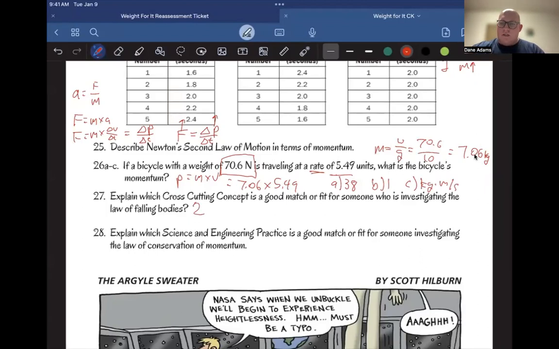As long as you put a cross-cutting concept, so cause and effect, patterns, systems, energy and matter, whatever you thought. Same with number 28. Number 28 reads, which science and engineering practice is a good match or fit for someone investigating the law of conservation of momentum? And again, an explanation. So all you had to do was pick one science practice, planning and carrying out an investigation, analyzing data, developing models, anything you felt like you did, and then add on an explanation, and you got your 2 points.